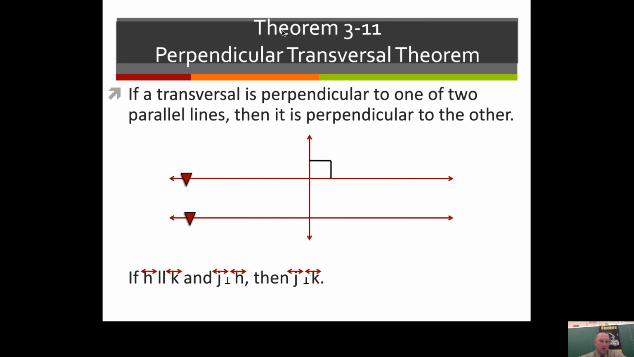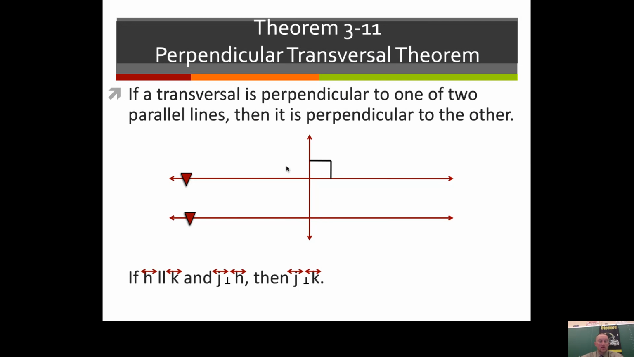This will be the third part of our video in section 3.6. This is theorem 311. It's called the perpendicular transversal theorem. It tells you if a transversal, that's this one, is perpendicular to one of two parallel lines, notice how it's perpendicular to this one, then it's perpendicular to the other. So if this transversal is perpendicular to this line that's parallel to this one, then it's going to be perpendicular to this one also. Using this, can you show that you get the same thing down here?